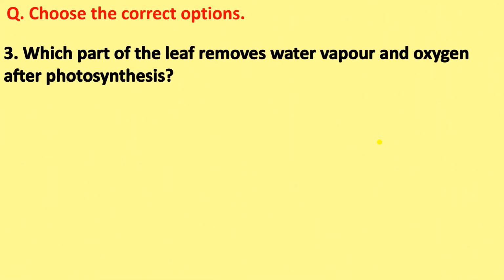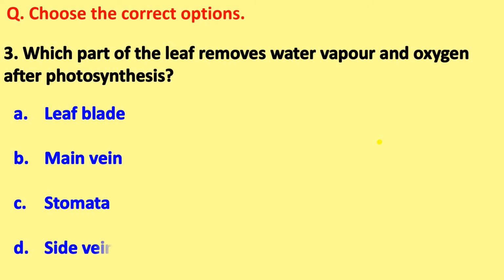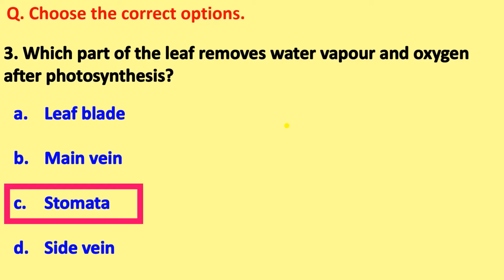Question number 3. Which part of the leaf removes water vapor and oxygen after photosynthesis? I repeat the question. Options are leaf blade, main vein, stomata, and side vein. Now you think about your answer and write in comment section. The answer is stomata.